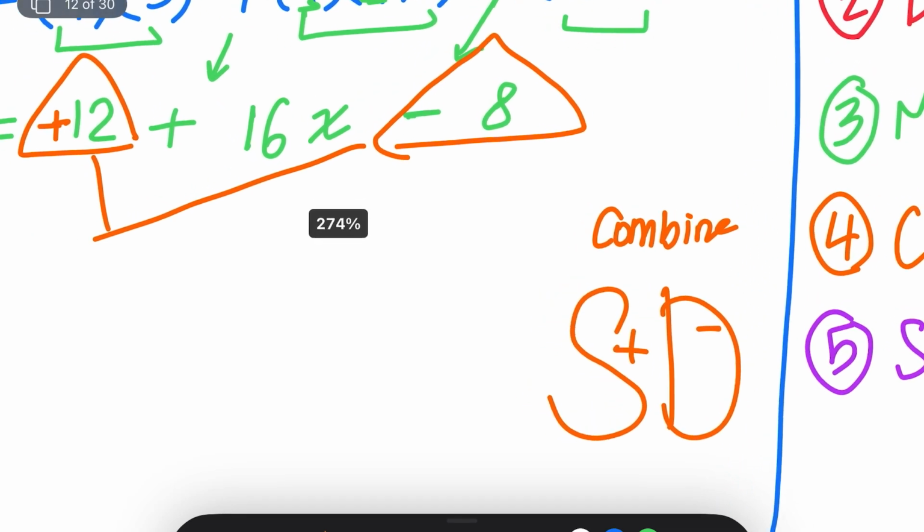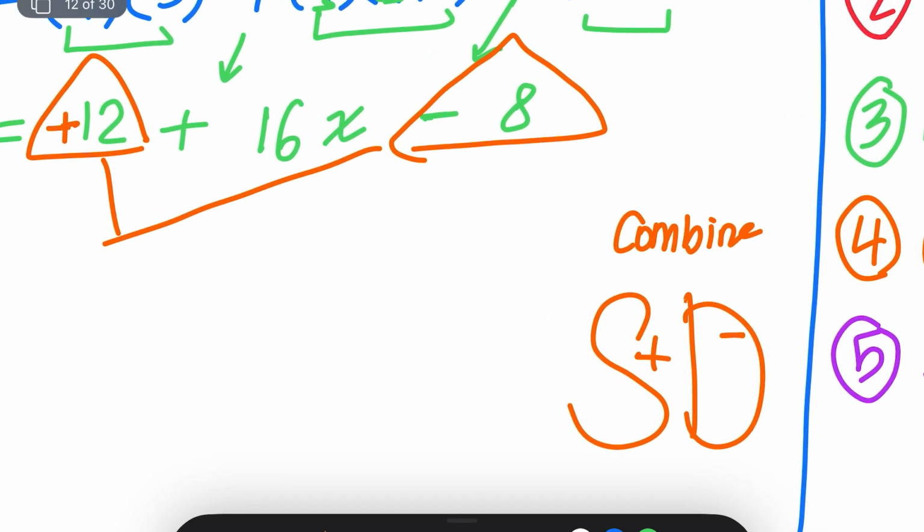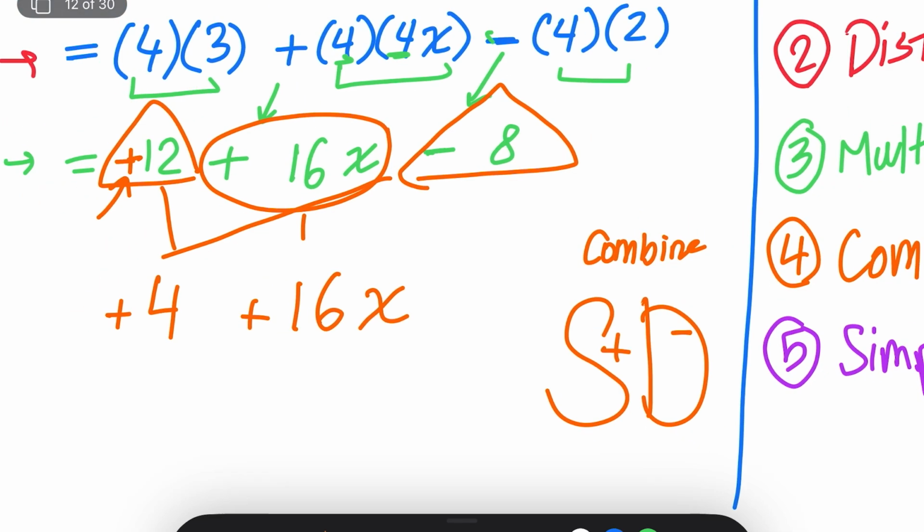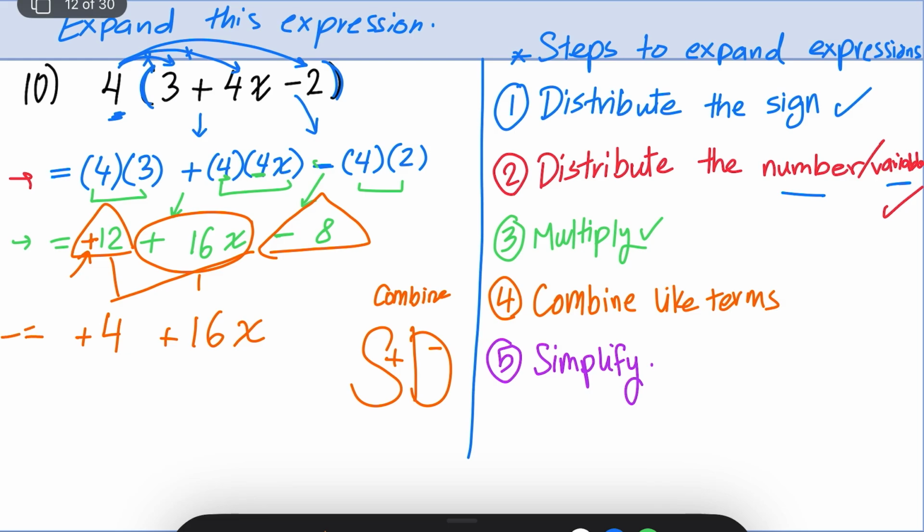So I have positive 12 and negative 8. They have different signs, so I need to subtract. 12 minus 8, you can do it by lining up the numbers. I'll do it mentally. It's going to give me 4. And put the sign of the greater number, which is 12. The sign is going to be positive. And since the positive 16x does not have any other like term, I'm just going to write it down in the answer. Positive 16x. Okay, I combined like terms.